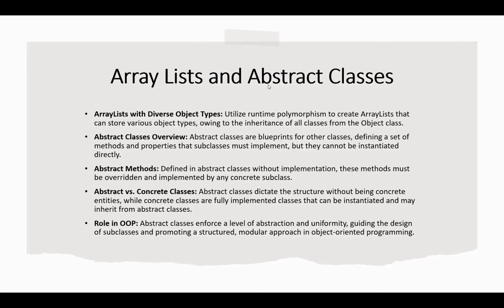And when it comes to abstract classes, in Java's object-oriented programming, abstract classes play a crucial role. These classes are like the blueprints of other classes. They define a set of methods and properties that other concrete classes must implement. But unlike regular classes, you can't create instances of abstract classes. They're like a set of rules or a contract that other classes agree to follow.